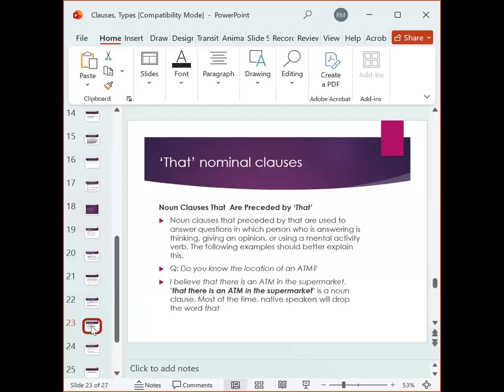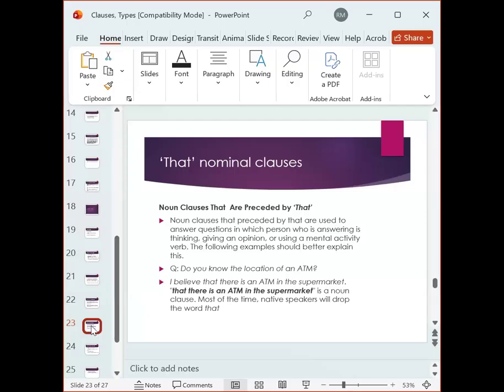Okay. So for the speaker to say, I believe that there is an ATM in the supermarket, that there is an ATM in the supermarket is a noun clause. I believe. What do you believe? That there's an ATM in the supermarket. So the that clause is functioning as an object of this sentence.